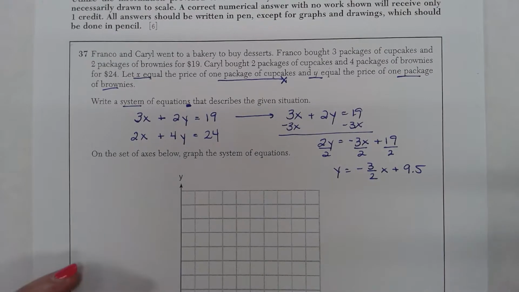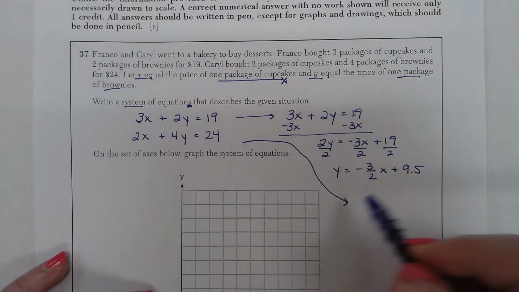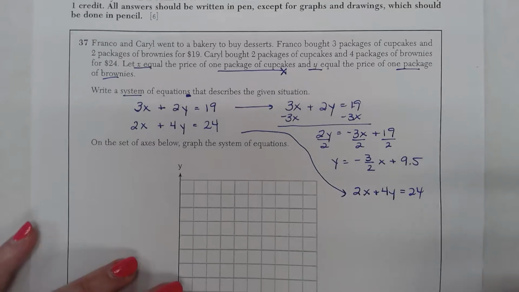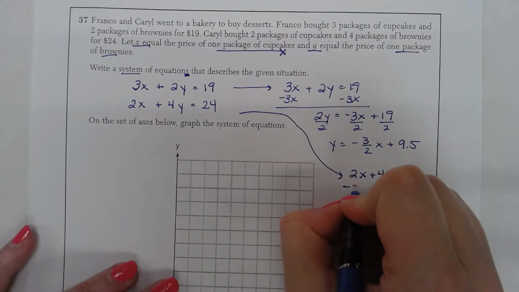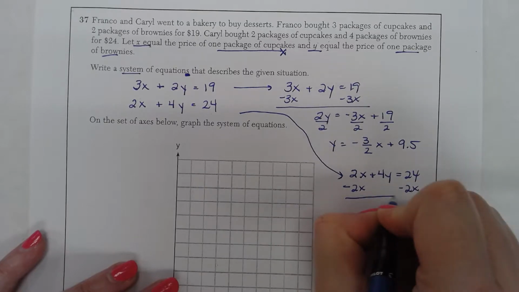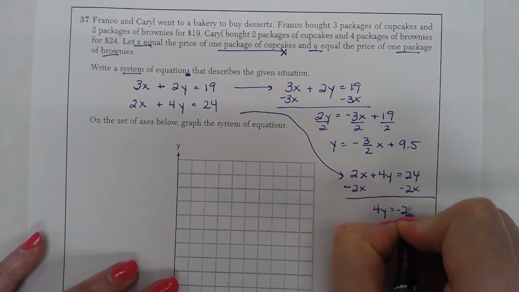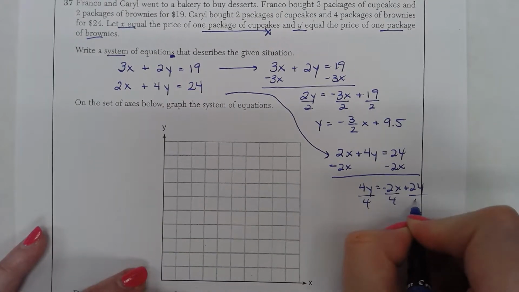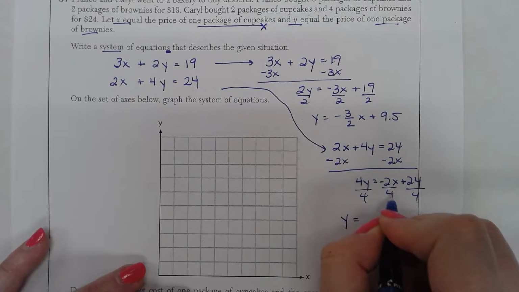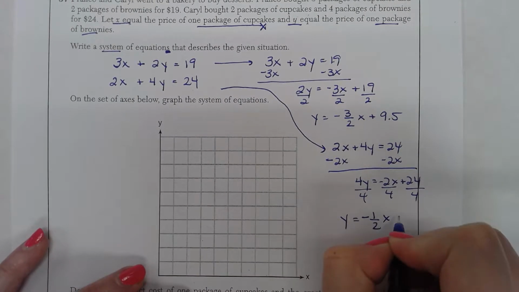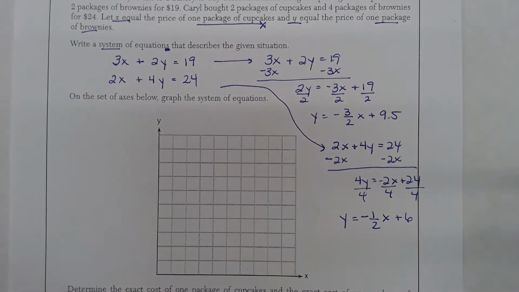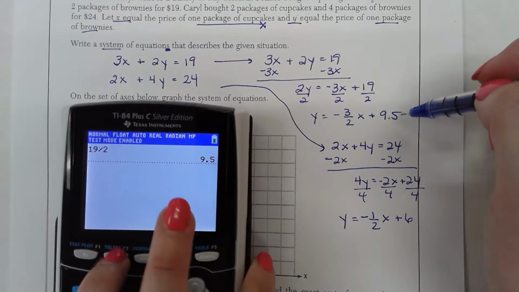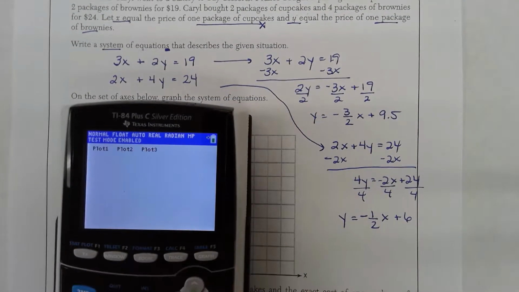Now I'm going to take the second equation, and I have to do the same thing. I have to solve for y. Divide everything by 4. y equals negative 2 divided by 4, which is negative 1/2 x plus 6. Okay, so these are the 2 equations that I have to graph. The first one has a weird y-intercept, so I don't want to graph that one by hand. I'm going to go to my calculator and graph it.